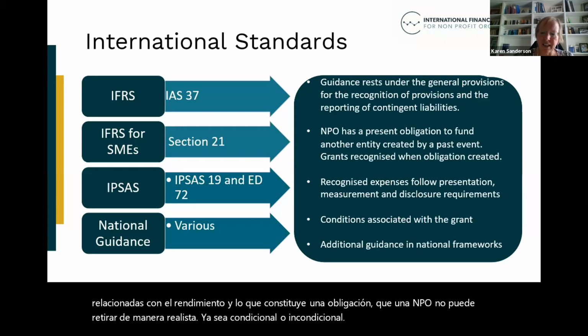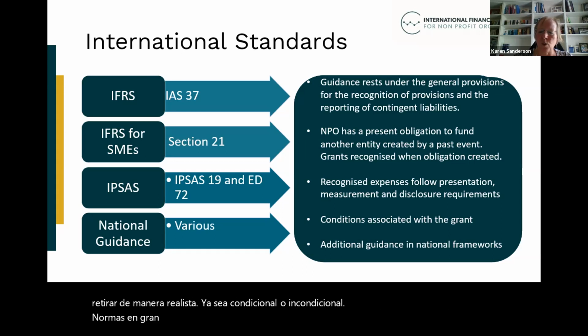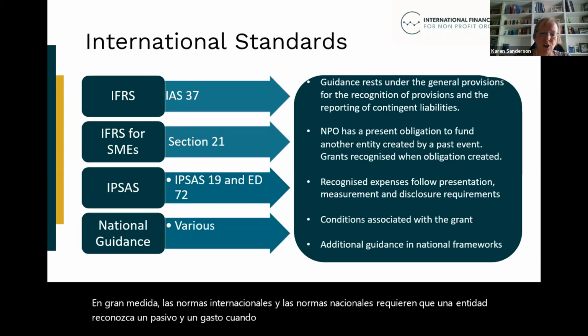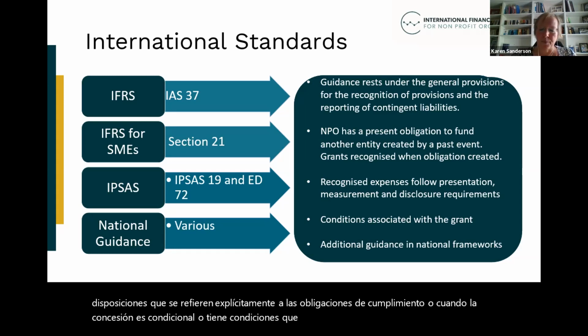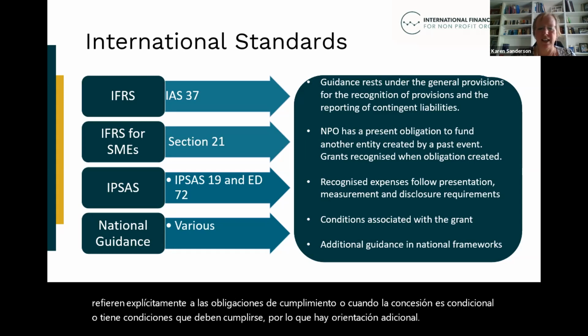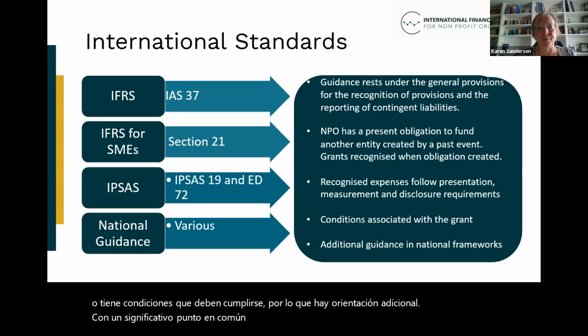So largely, international standards and national standards require an entity to recognize a liability and an expense when a grantor is committed to providing resources to a grant recipient. Some jurisdictions include provisions that explicitly refer to performance obligations, or where the grant is conditional or has conditions that need to be met. So additional guidance there. With significant commonality across these two standards, we're only proposing two alternatives.